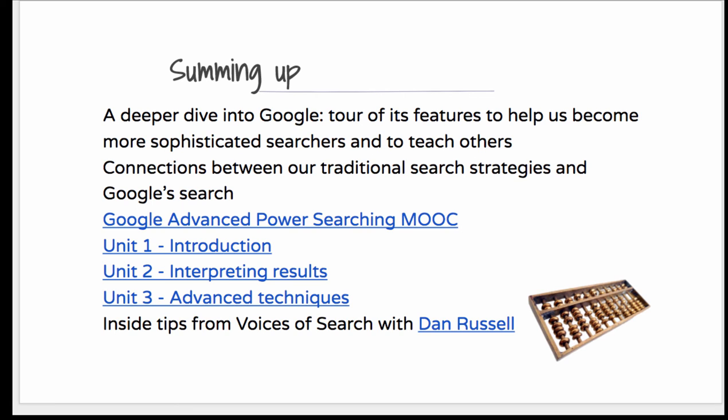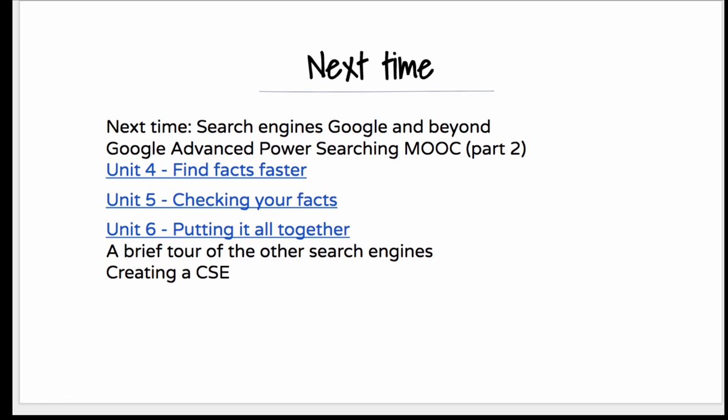And so this has been a long one, but summing up, this week we take a deeper dive into Google, understand its features to become better searchers ourselves, and to help us teach others. To see the connections between our traditional search databases and strategies and Google search. You'll be taking part in Dan Russell's Advanced Power Searching MOOC, the first sections of it. And we'll be visiting Dan Russell with Voices of Search. And next time we'll dig a little bit deeper into search engines. You'll be working on creating a Google custom search, and I will see you in the threads.